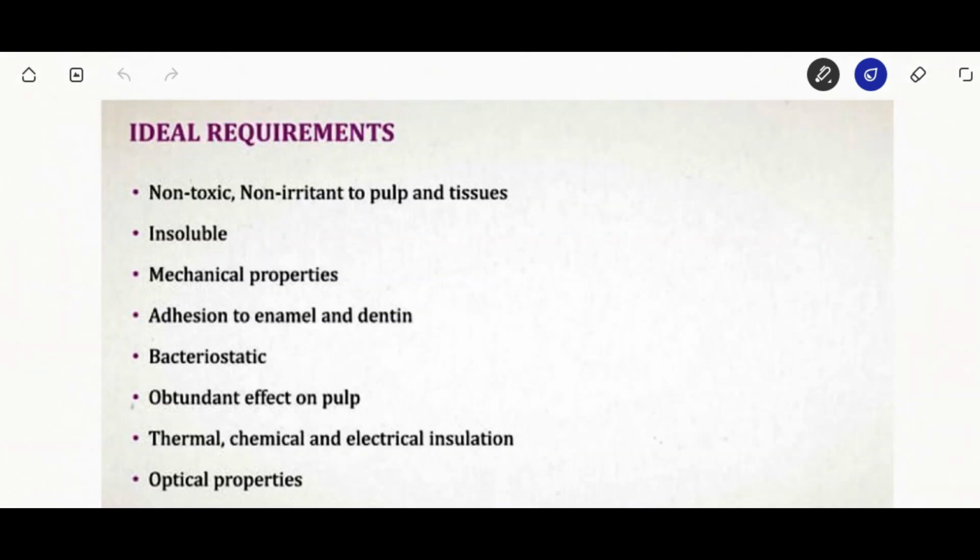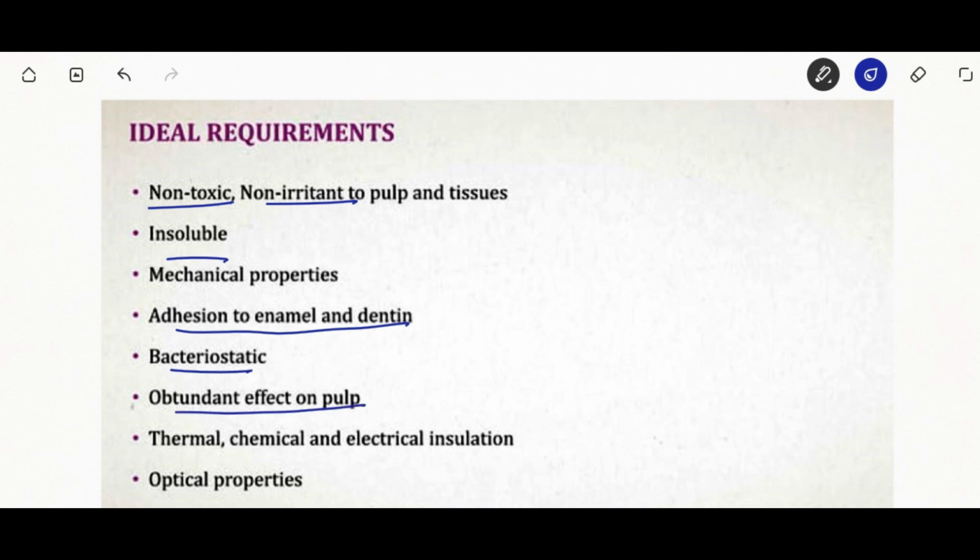Now let us discuss the ideal requirements of cement. What are the ideal requirements of cement? The cement should be non-toxic and non-irritant to the pulp and the tissue. It should be insoluble in the oral cavity. It must present with good mechanical properties. It must be adhesive to the enamel and dentin. It has a bacteriostatic and obtunding effect on the pulp. It should provide all three: thermal, chemical as well as electrical insulation.